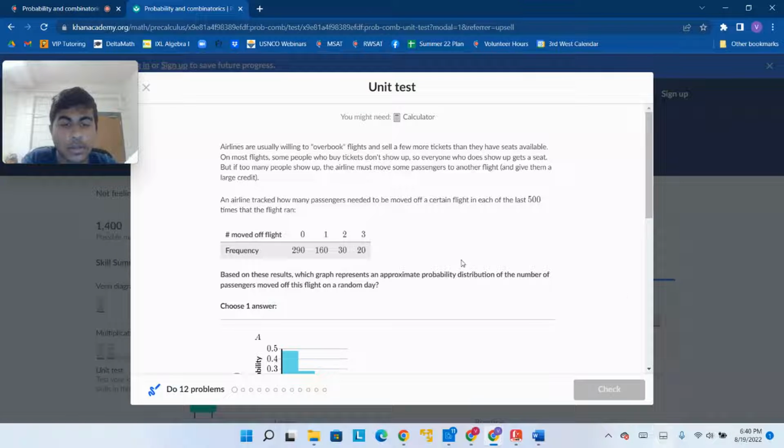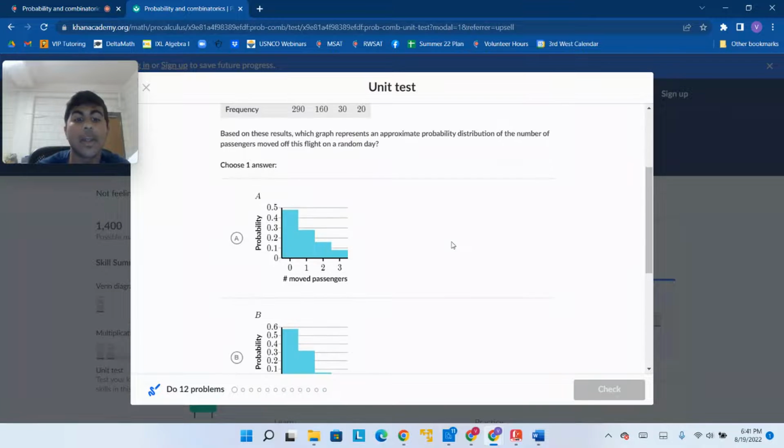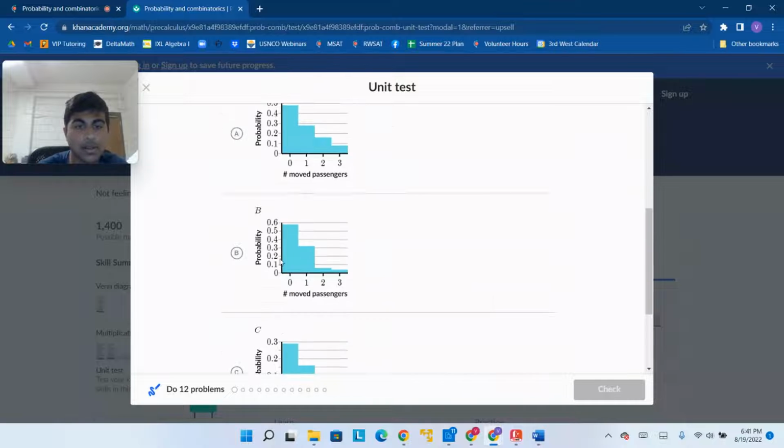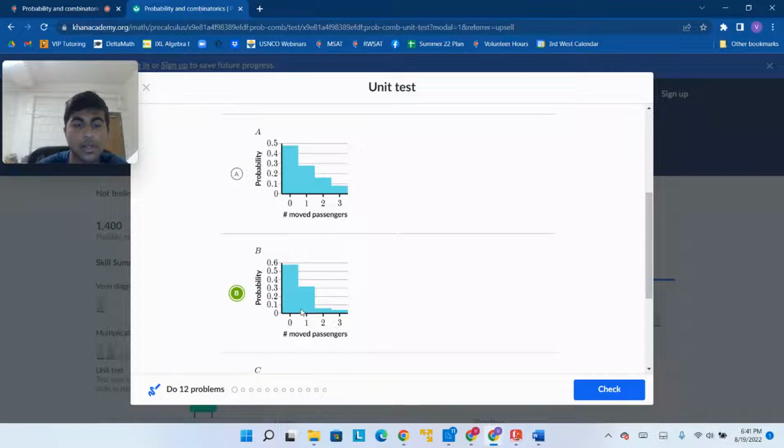Okay. So let's think about what we could do with this. Let's pull out our calculator. We had 500 times, and for 0, that's 290 out of 500, or 0.58, so more than half. So you see for B, that looks like more than half. C doesn't, and neither does A. So B looks like it's correct.